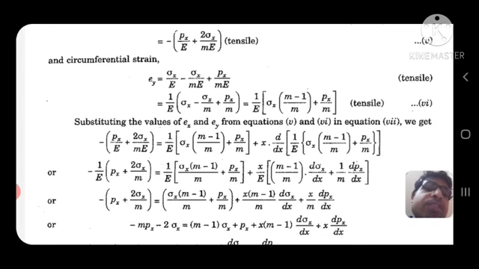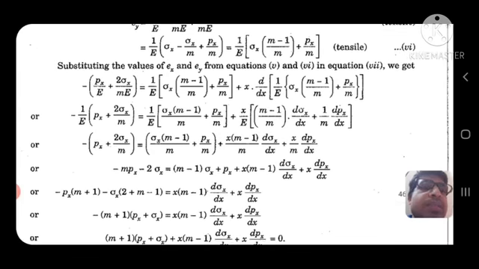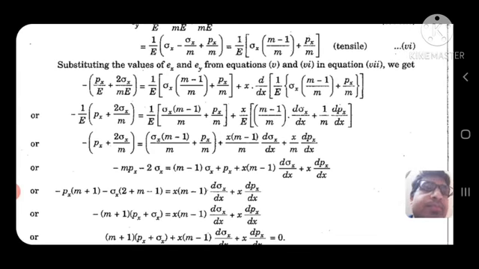Circumferential strain εy is equal to sigma x by E minus sigma x by mE plus px by mE. So 1 by E into sigma x minus sigma x by m plus px by m. That is 1 by E into sigma x (m minus 1 by m) plus px by m.